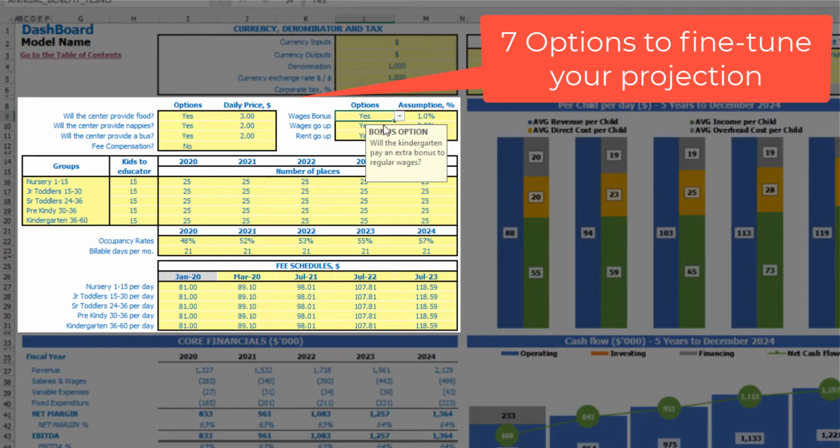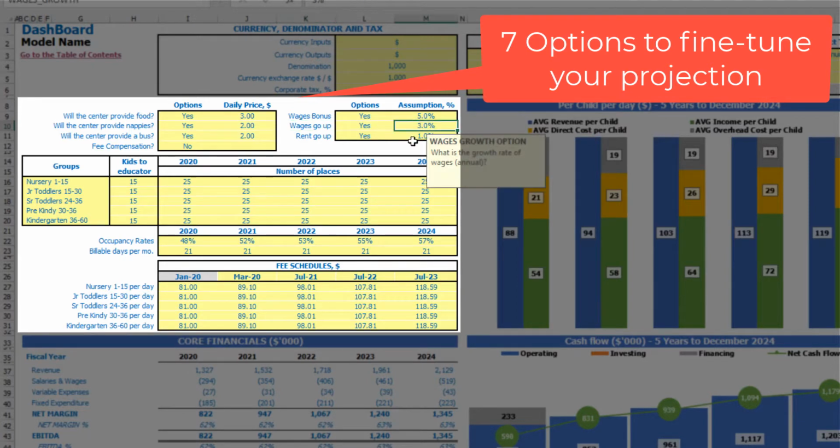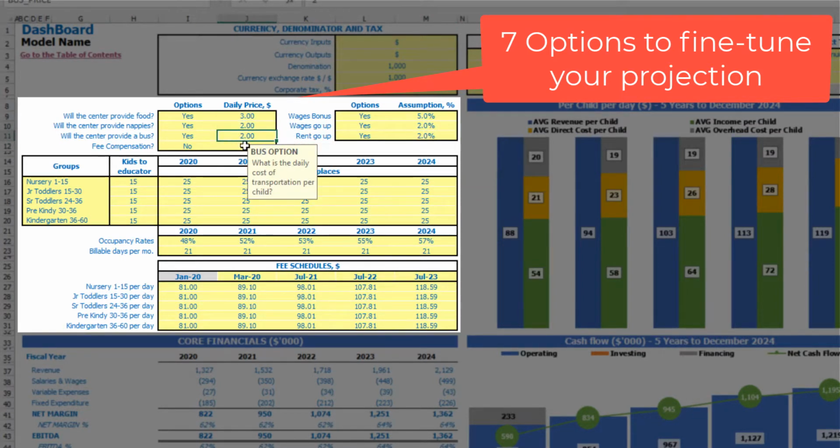Wages bonus. Will your wages have some bonus assumption? Let's say yes, it can be 5% per month. Will your wages go up? Say yes, it will be 2% per year. Will your rent go up? Let's say yes, it can be 2% per year. For each of these assumptions, you have this node which will help you understand what calculation this assumption will drive, so it's just easier for you to understand.